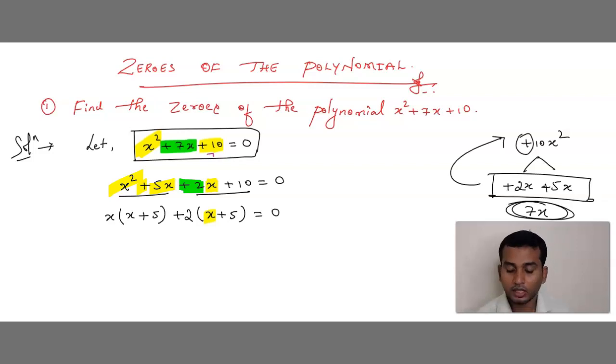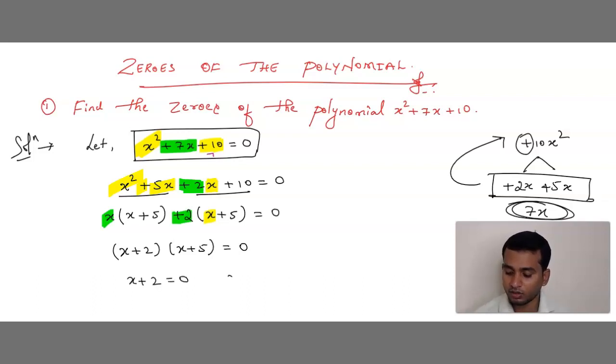Done? Is this clear? Now what is outside? Outside is x. Here what is outside? Outside is plus 2. I will take these terms separate, that is x plus 2, the outside terms. Inside what is common? That is x plus 5. So I will take this x plus 5 separate. That is equals to 0. Now we can say that x plus 2 is equals to 0 and x plus 5 is also equals to 0. x equals plus 2 come this side, it becomes minus 2. x equals plus 5 come this side, it becomes minus 5.